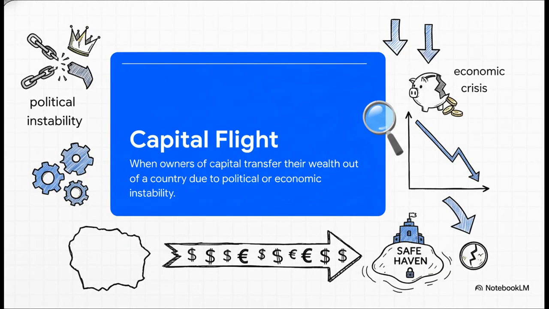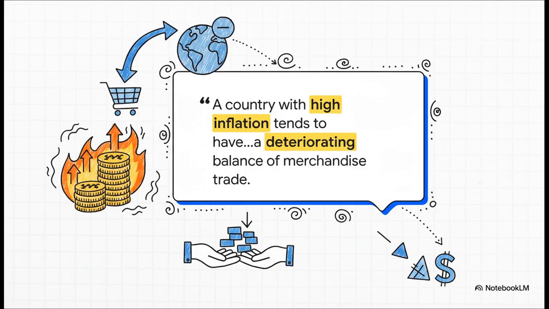Picture this. A country hits a rough patch, maybe some political or economic instability. What do investors do? They get nervous. They pull their money out and move it somewhere they think is safer. This is called capital flight. And all that money floods out, often into huge, mostly unregulated markets like the euro currency market. And what happens to the home currency? Its value just plummets.